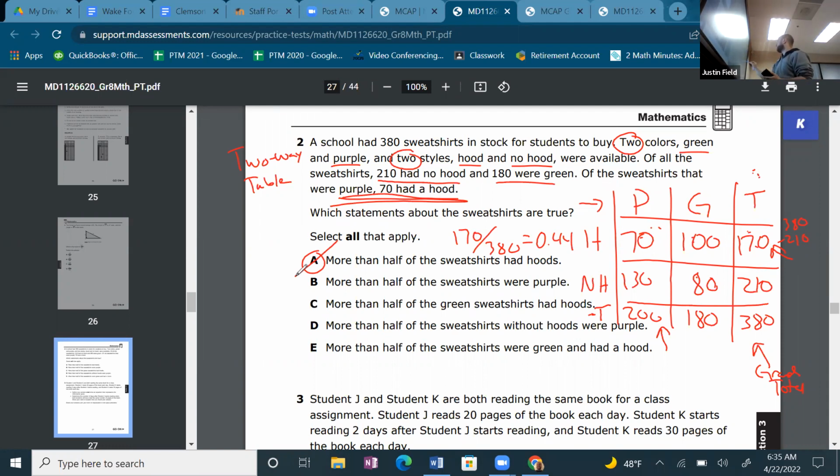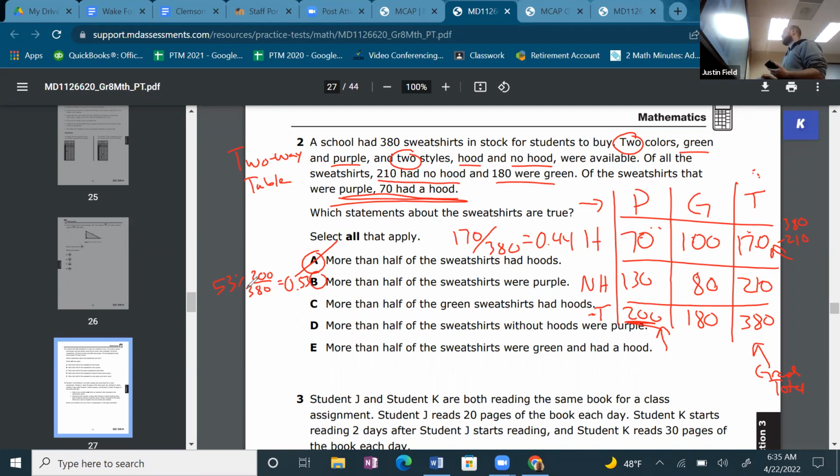There were 200 purple. So we're going to divide by 380, our total. Is that more than half? That is more than half. That is 0.526, or you round up to 0.53. That's 53%. Yes, it's more than half.